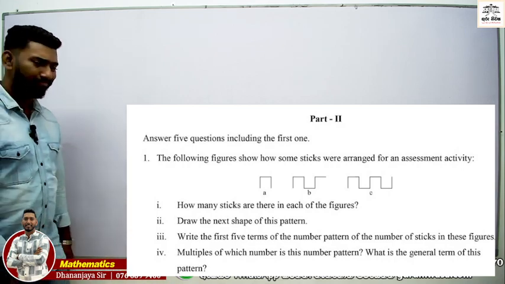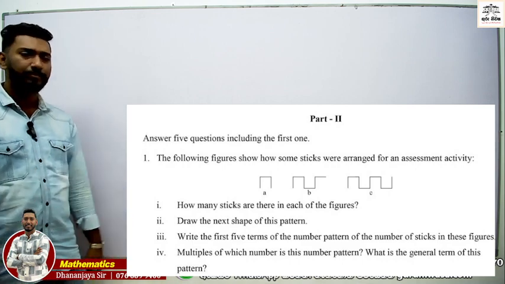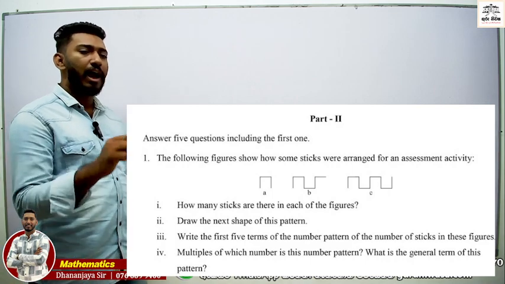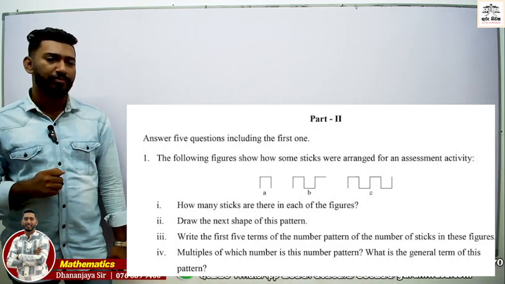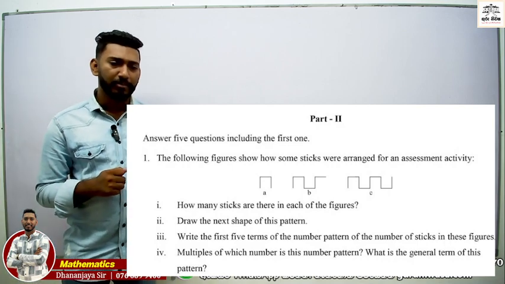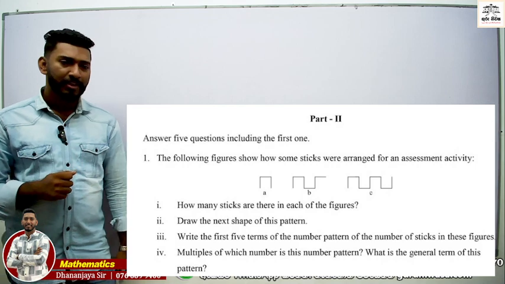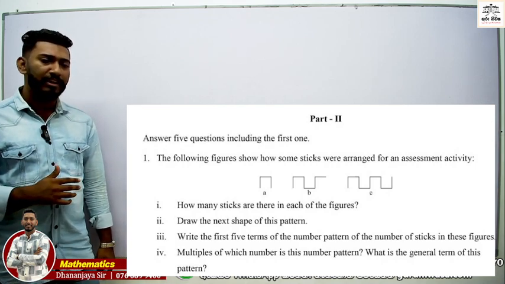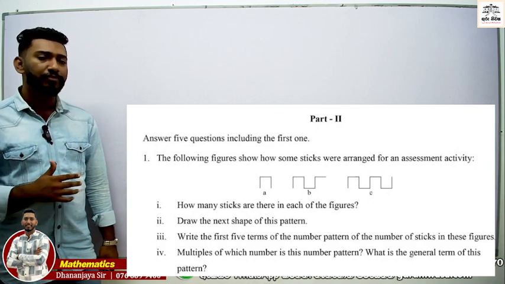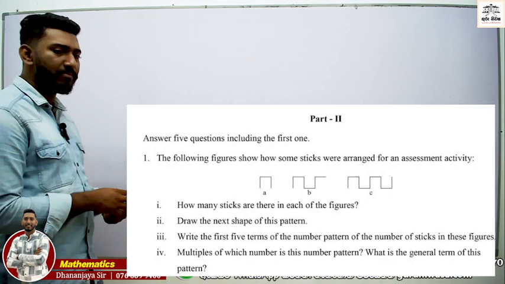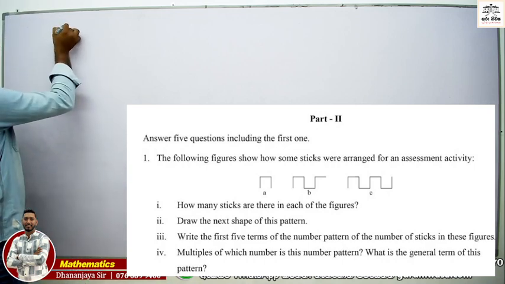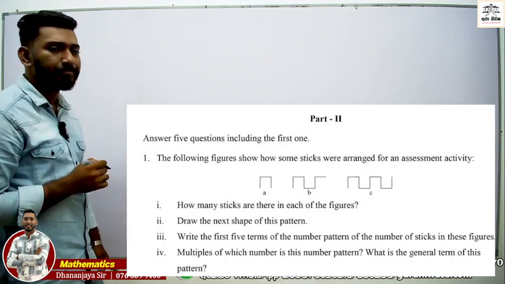number patterns. It's like sequences, right? Now listen. The following figure shows how some sticks were arranged for an activity. There are A, B, and C. Now, how many sticks are there in each of the figures? You can write as A, B, C. The first one. Now tell me how many sticks in the first one? A, how many sticks?